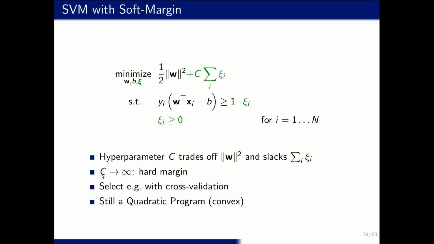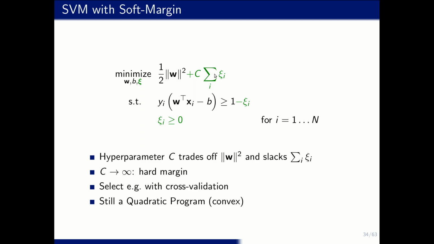If z goes towards infinity, then we are going back to the hard margin, because this means we are really annoyed if any of these constraints is violated. So don't violate any of these constraints. You will pay an infinite penalty if you violate any of these.